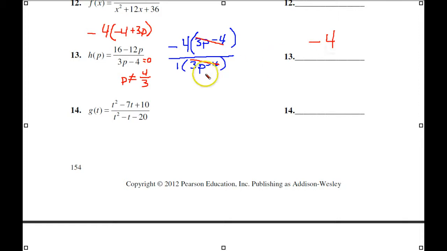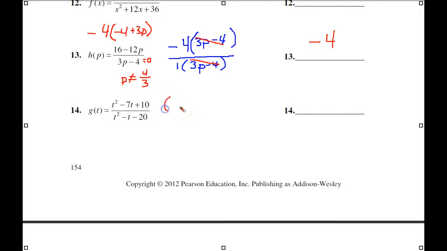Now they also asked which values would make our denominator a 0. So I set the denominator equal to 0, and I say that p is all real numbers, but p cannot be 4/3.